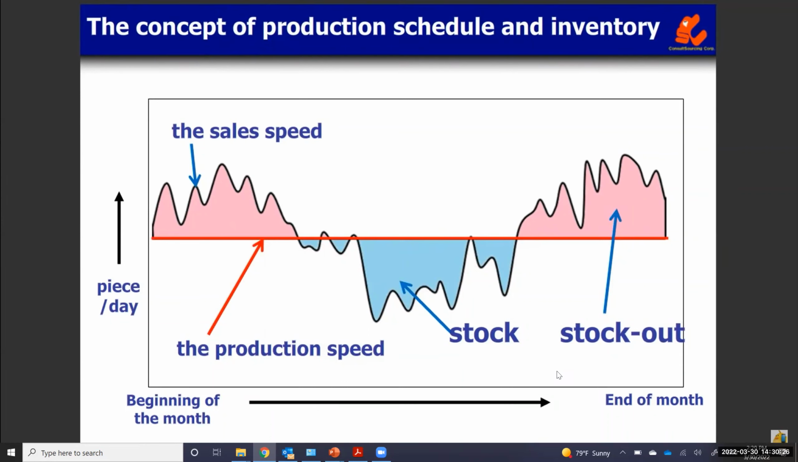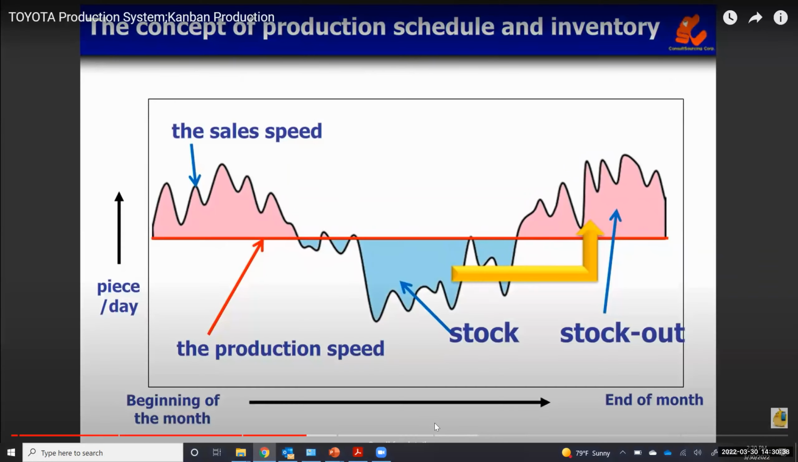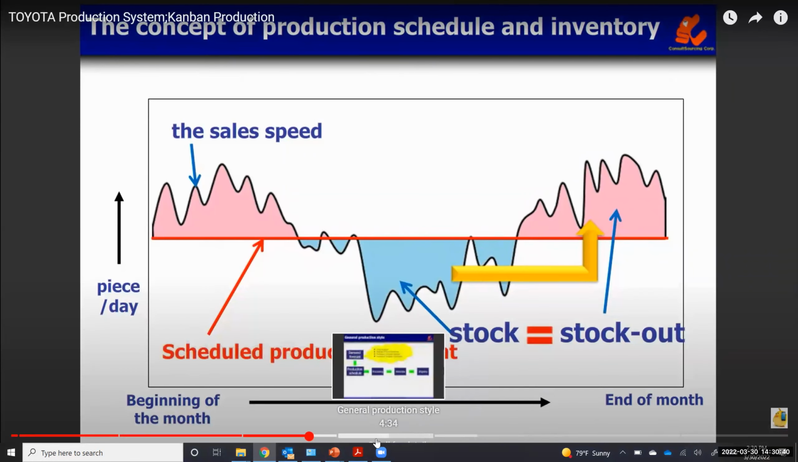So, we will have to accumulate the inventory when the sales speed drops. When the sales speed increases and the production speed cannot catch up, we will use the accumulated inventory. Having stock allows you to respond to the fluctuation of the sales speed.